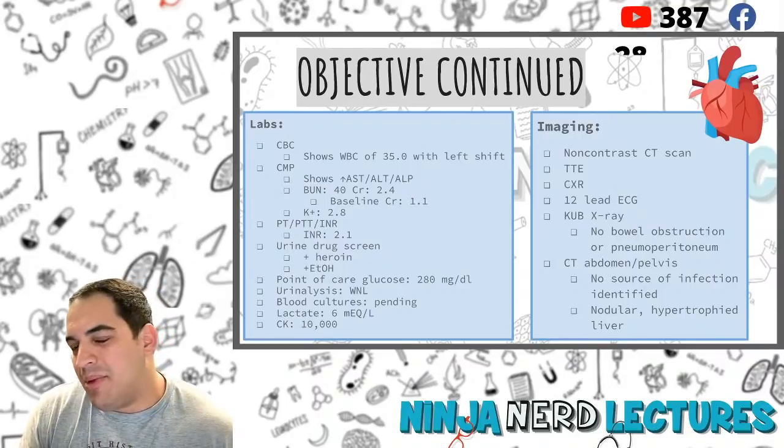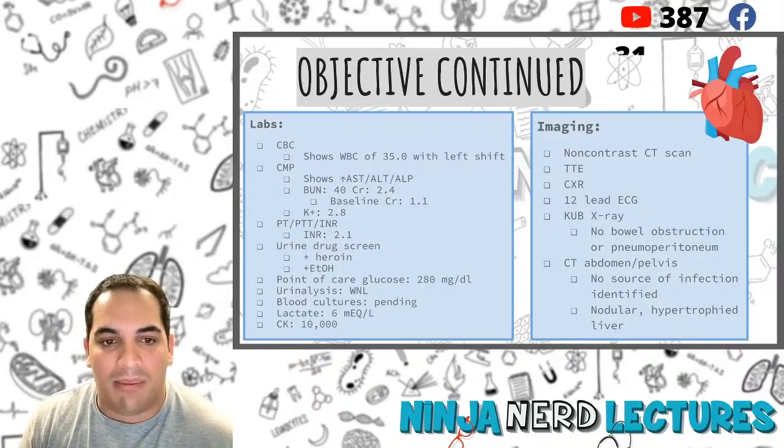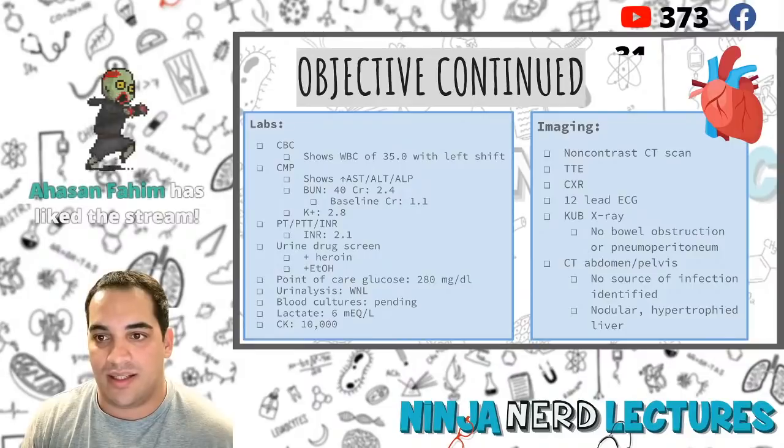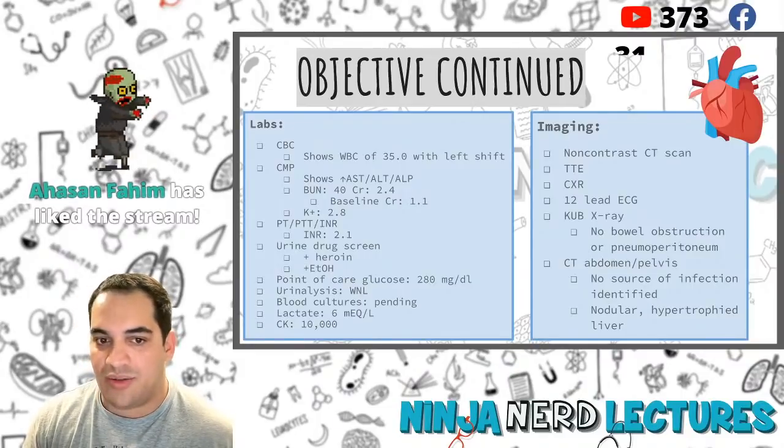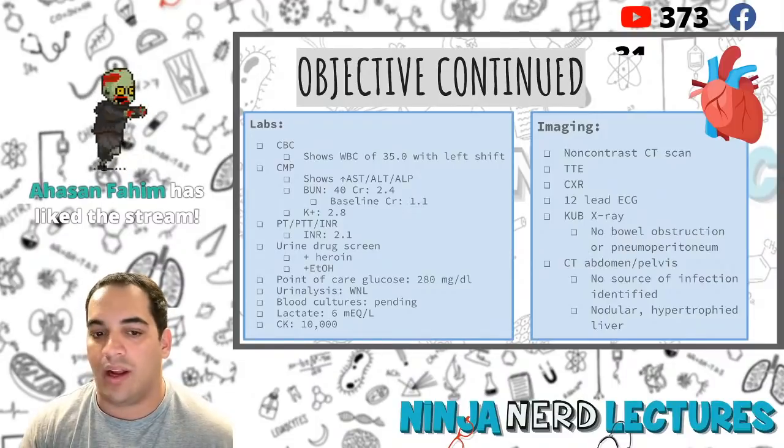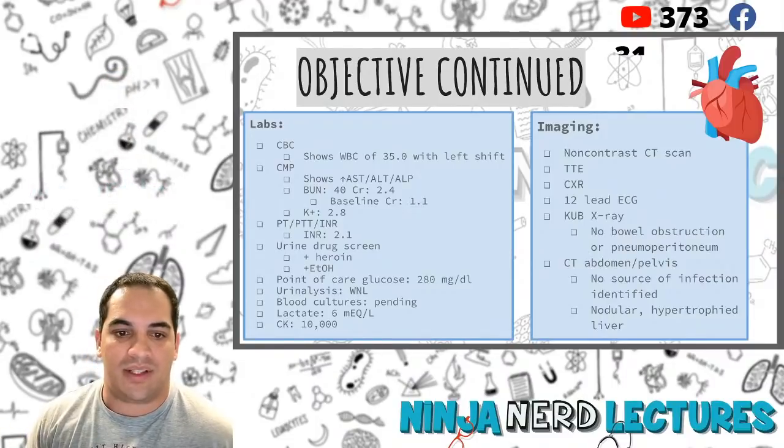And then get a CT of his abdomen and pelvis if you really had the time. But by far the most important thing on the top of the list is a non-contrast CT. Get that done first. Get that echo, get the chest x-ray, 12-lead EKG. You can get a KUB pretty quickly. And then a CT of the abdomen and pelvis.